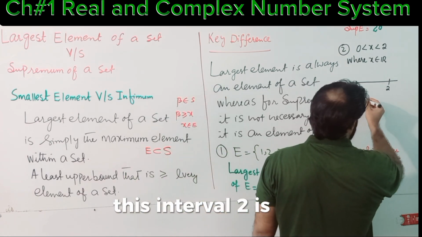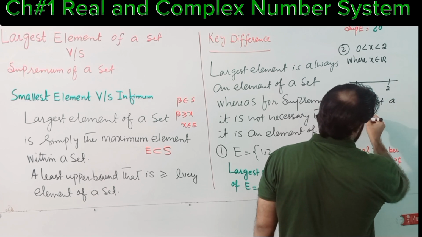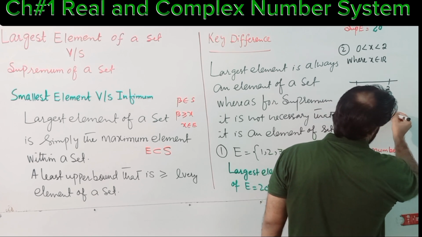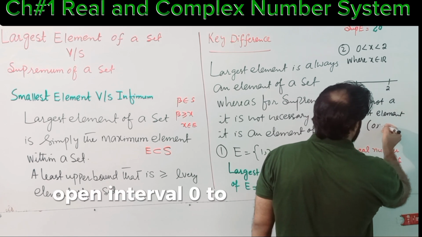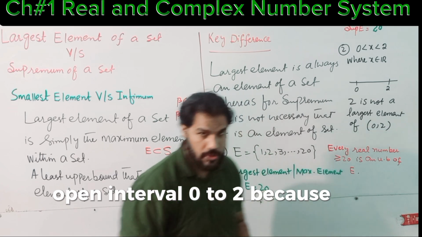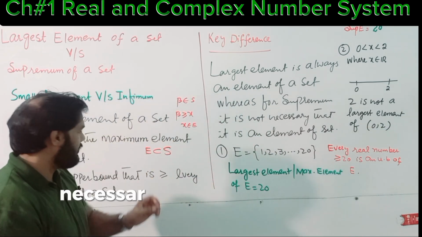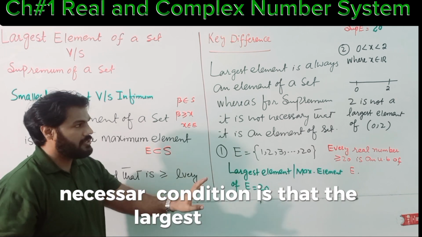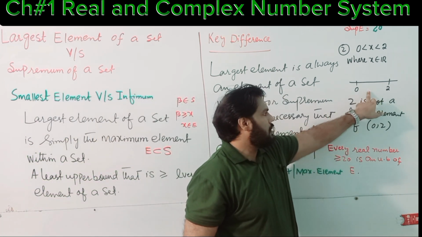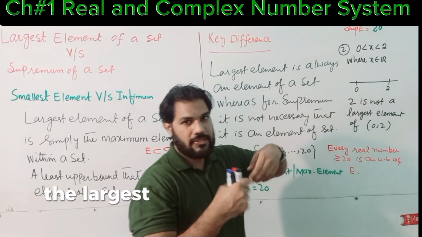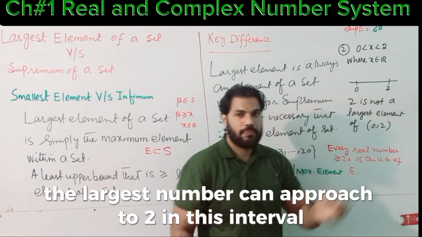2 is not a largest element of the open interval 0 to 2, because for the largest element the necessary condition is that the largest element should be an element of the set. The maximum number, the largest number, can approach 2 in this interval.